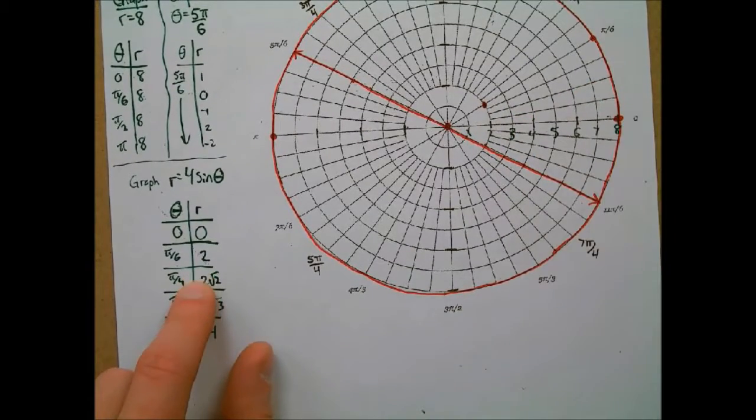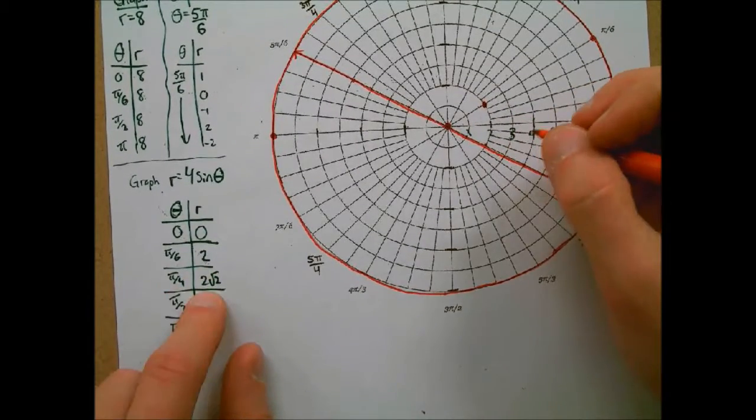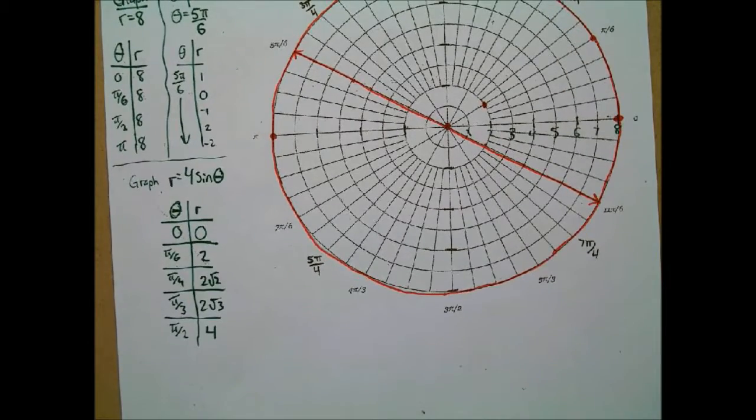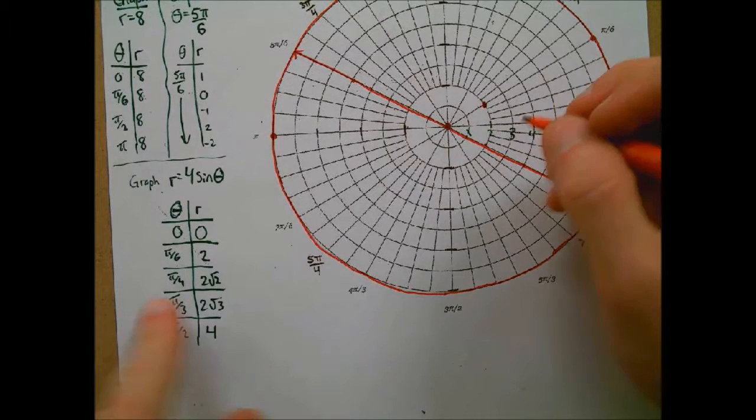Okay, and then pi over 4 is at 2 root 2, which, let's see here, do I have a decimal approximation for that? Okay, it's 2.82. So we'll say like 2.8, okay? So, and I'll put that right here.